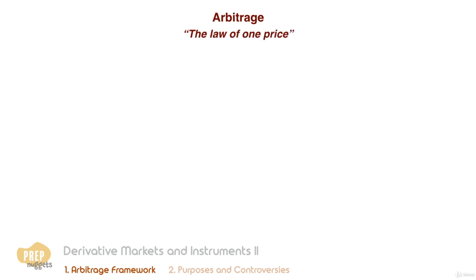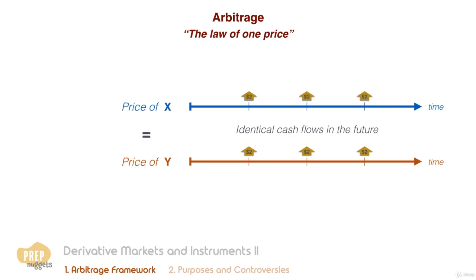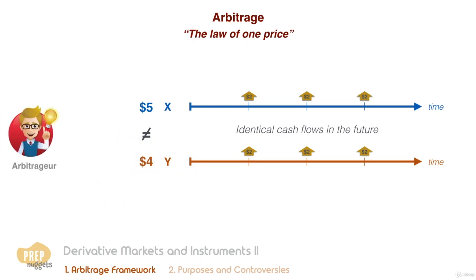Arbitrage is based on the law of one price. This law states that two securities or portfolios that have identical cash flows in the future, regardless of future events, should have the same price. Now, imagine if you have a situation where X and Y are traded at different prices. X is traded at $5, while Y is traded at $4. This is an arbitrage opportunity. An arbitrageur could sell X for $5 and use the proceeds to buy Y for $4. This gives the arbitrageur an immediate profit of $1, and the payoffs on Y will satisfy the future liability of being short on X.